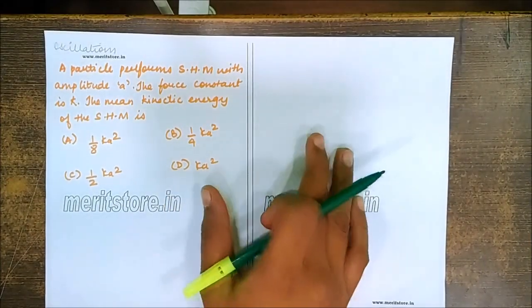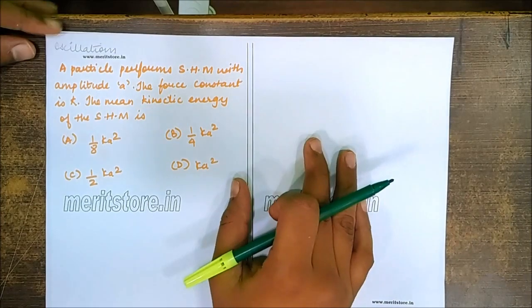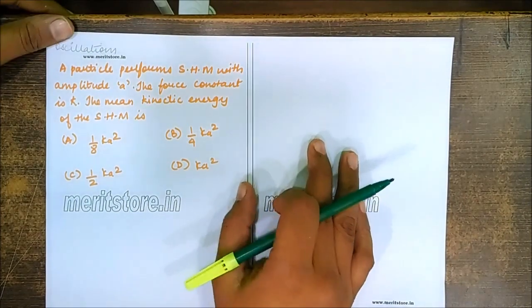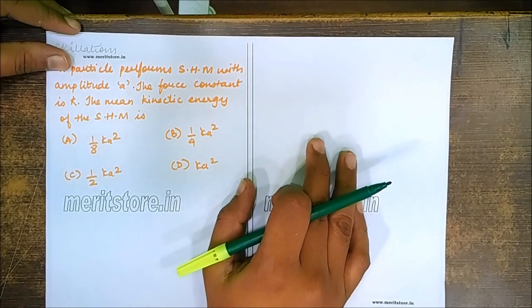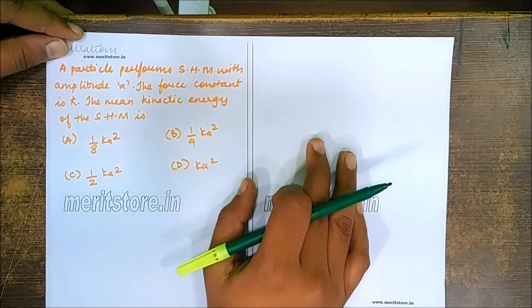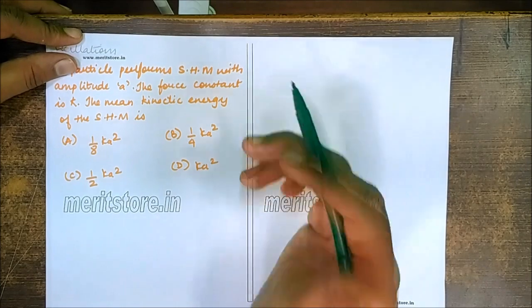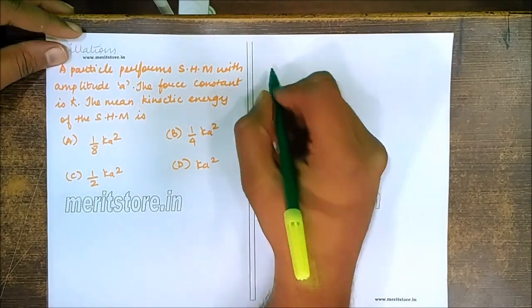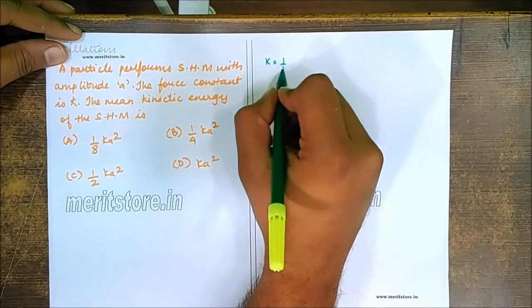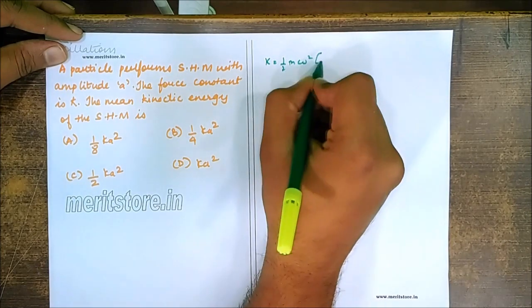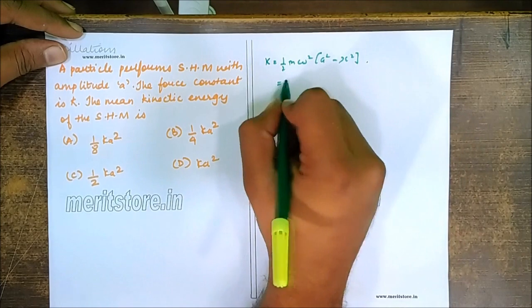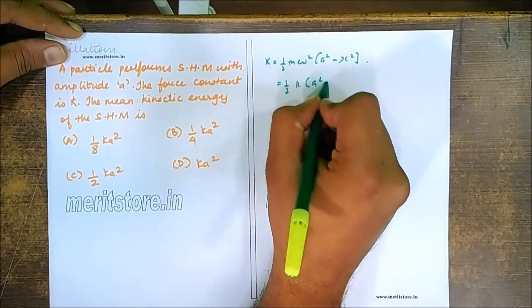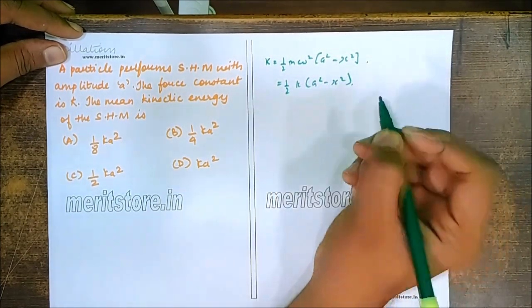The next chapter, oscillation. The first question: a particle performs simple harmonic motion with amplitude A. The force constant is K. The mean kinetic energy of SHM is. Now it is performing simple harmonic motion. I can say kinetic energy is equal to half m omega square (A square minus x square). So that is equal to half k (A square minus x square).